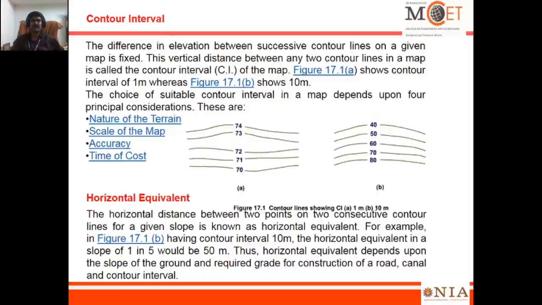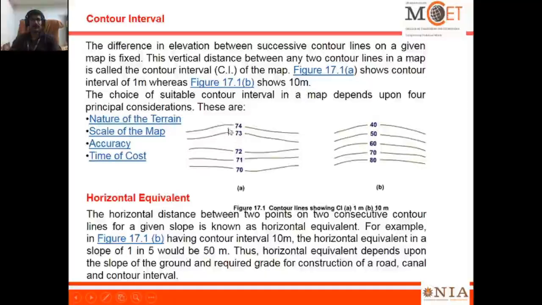The difference in elevation between successive contour lines on a given map is fixed. That is the contour interval. While drawing the map itself, we are joining equal elevations in a single line. The next line may be a different elevation, but those equal points will be joined. The gap between those two, predominantly we try to make the same, fixed. This vertical distance between any two contour lines in a map is called the contour interval. It can be represented as CI, right?